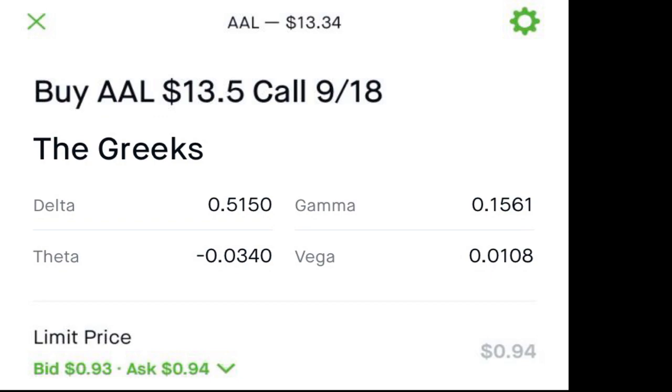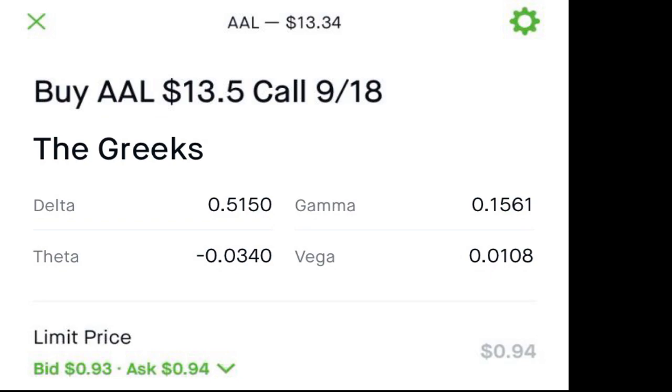So, in this example, the delta is 0.515. This means that if the price of American Airlines goes up $1 from $13.34 to $14.34, then the premium likely will go up 0.515, which is the delta. So that's 94 cents, which is your premium, plus the delta, 0.515. So it will be worth around $1.45 if American Airlines goes up $1. That's how the delta works, but it's not a guarantee, it's an estimate.